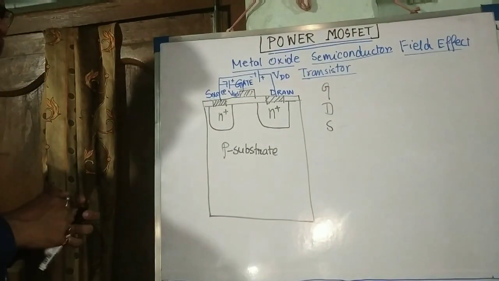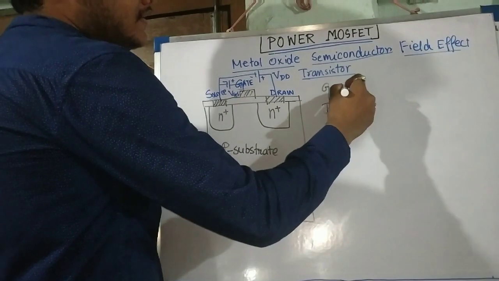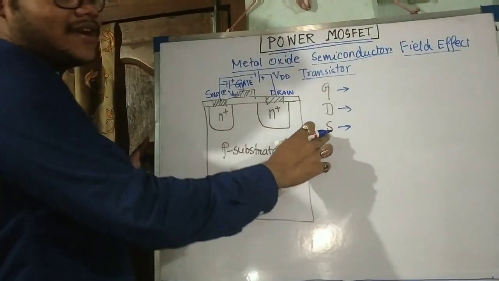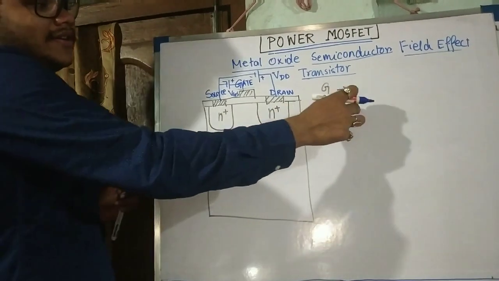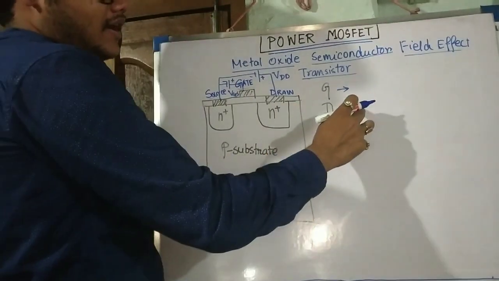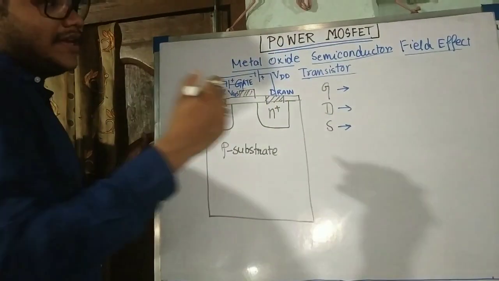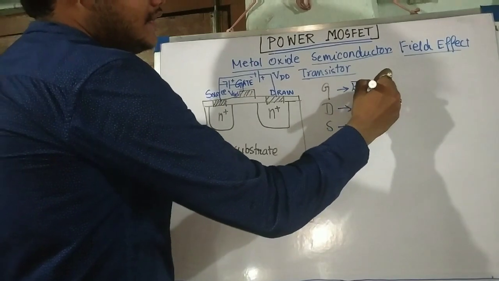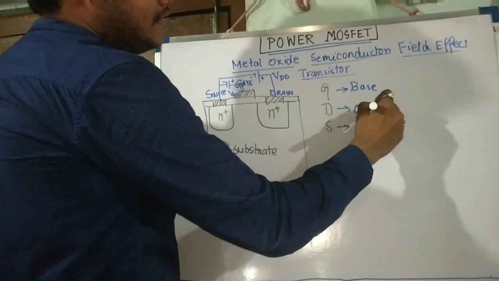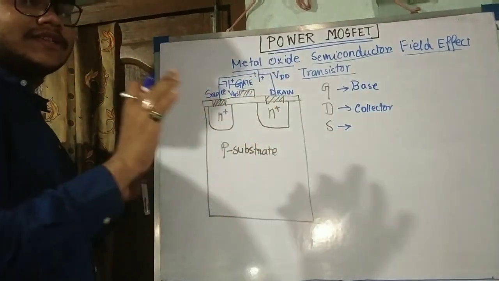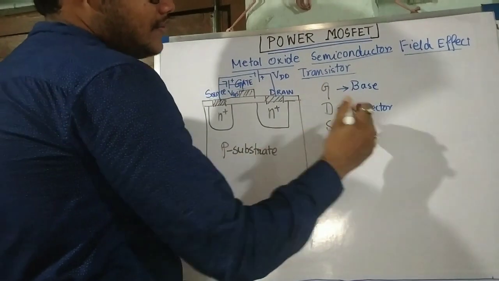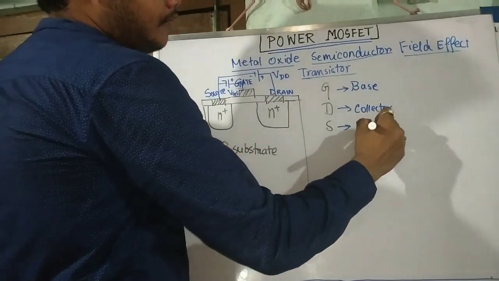And one thing you notice, they are similar in their working nature to a BJT. Source acts as an emitter, drain acts as a collector, and gate acts as a base. So this is base in BJT, and drain means collector in BJT. The working principles are the same. The characteristics are also the same. Source is like your emitter.